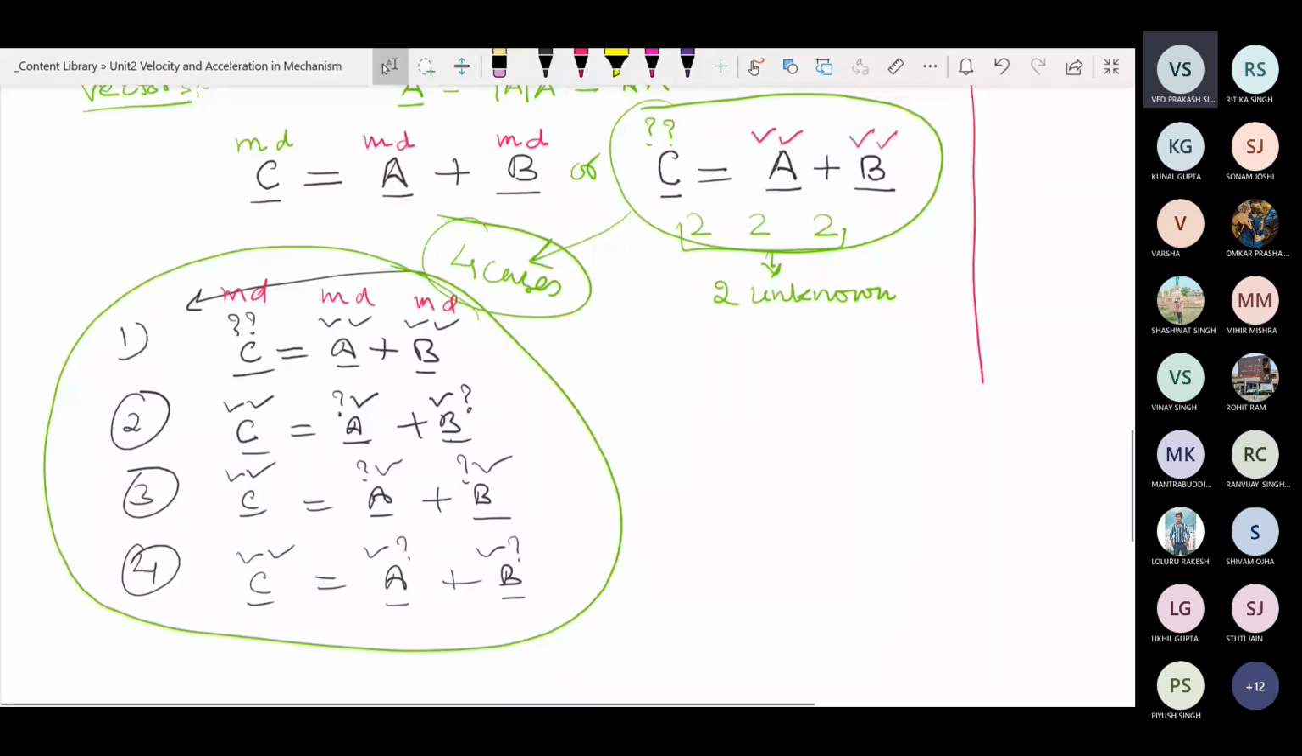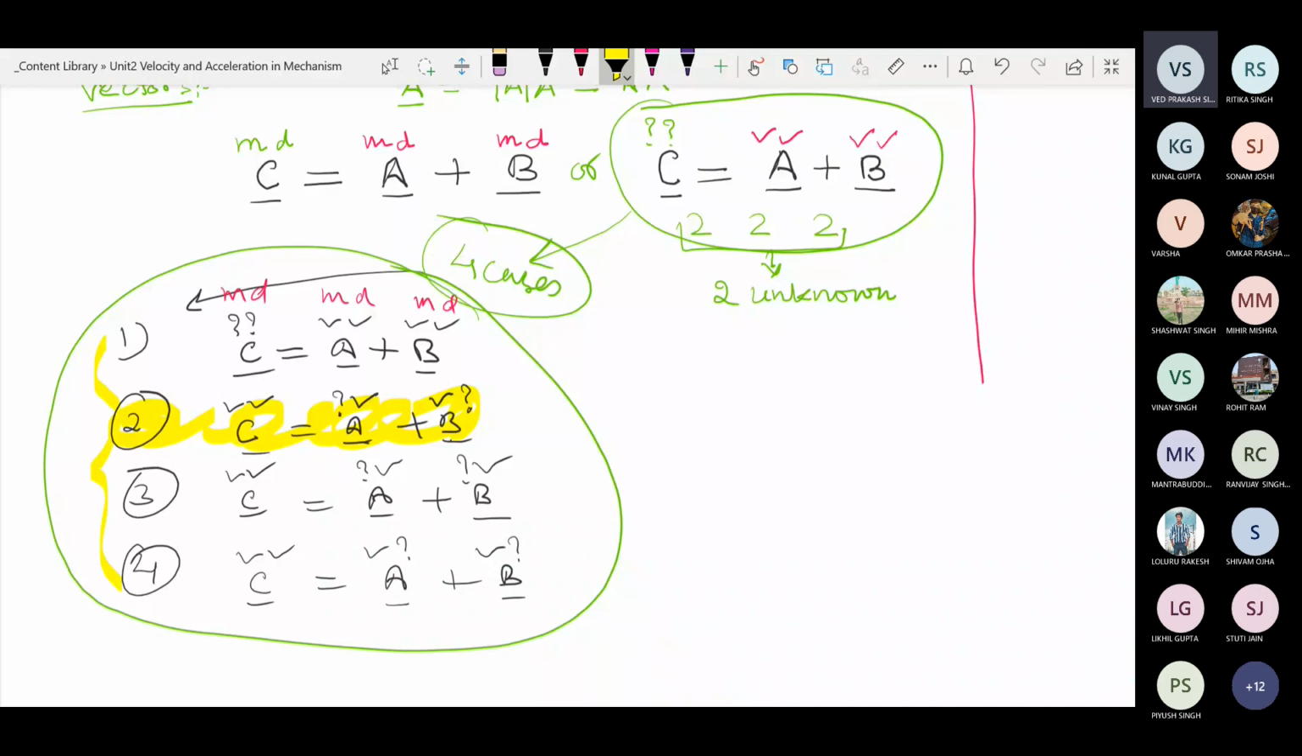Like if you see case number 2, what we have is C is equal to A plus B. On C, I have put two tick marks. It means that magnitude and direction both are known. For vector A, the first one is a question mark, meaning magnitude is not known to us. And for B, the second one is a question mark, meaning direction is not known to you. So these are 4 possibilities.